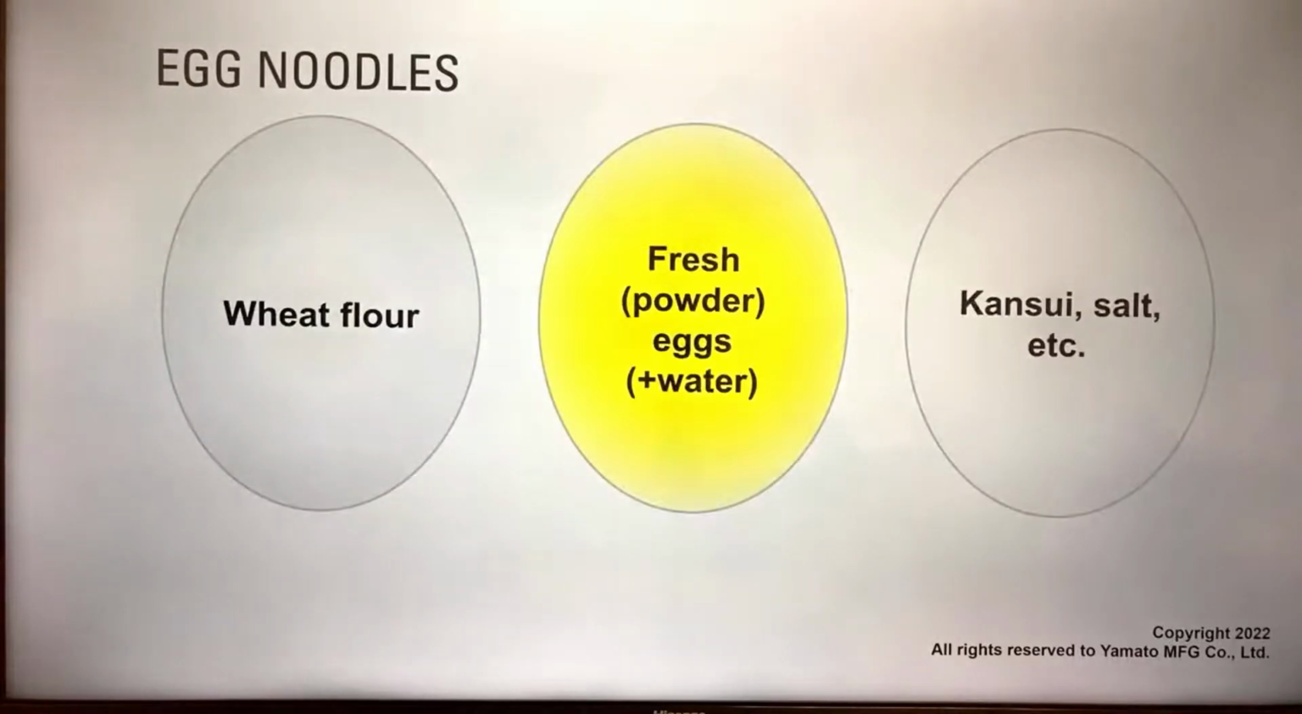So, egg noodles, the ingredients. It's very simple: wheat flour, and fresh eggs, or we have powdered eggs right over here, with or without water. Eggs are basically in liquid form, so you could make noodles just using fresh eggs, but some people also use water to save a bit of money. And kansui, I'm going to explain what kansui is for those of you who don't know, later. And salt and other things.